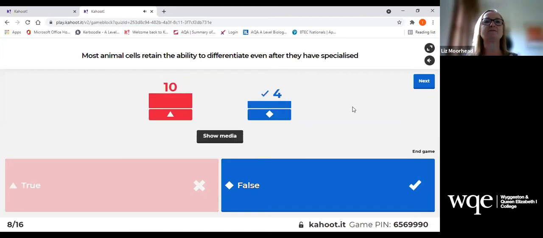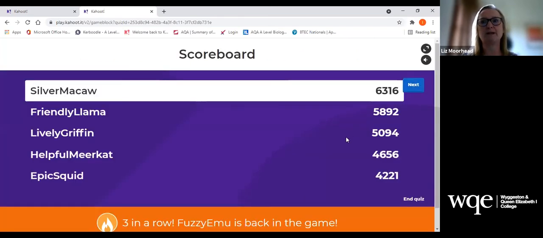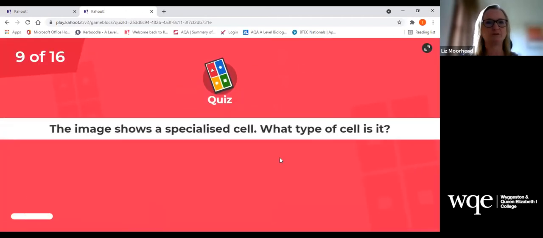It is in fact false. Plant cells do, but most animal cells don't. Okay, that's why we can't regrow a new limb, for instance, if we are unfortunate enough to lose a limb.